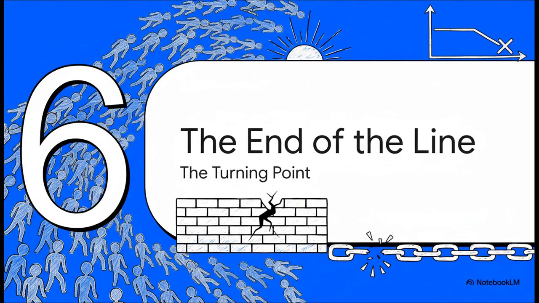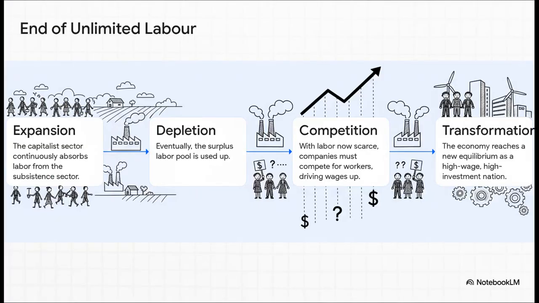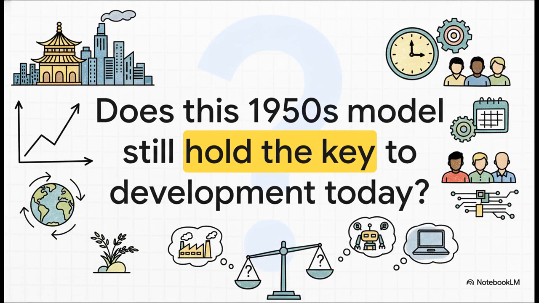But this process can't just go on forever, right? I mean, eventually, that unlimited supply of labor has to run out. And when it does, the whole game changes. And this is what's called the Lewisian turning point. The process stops when that reserve army of labor is finally used up. All those surplus workers from the countryside now have jobs in the city. And for the first time, factories can't just grab more people for the same low wage. They actually have to compete for workers, which means wages finally start to rise for everybody. The transformation is complete.